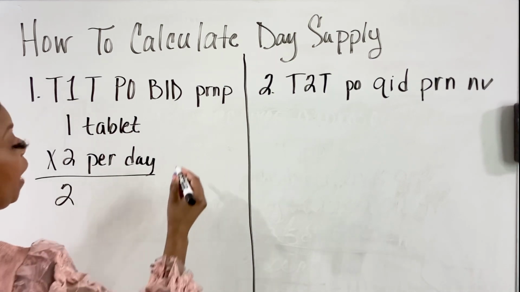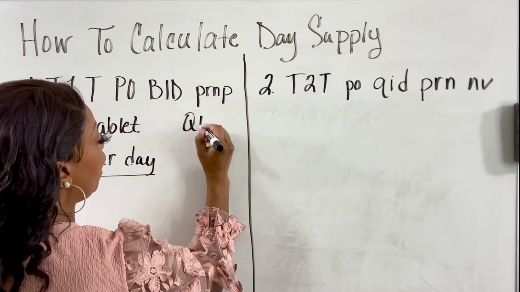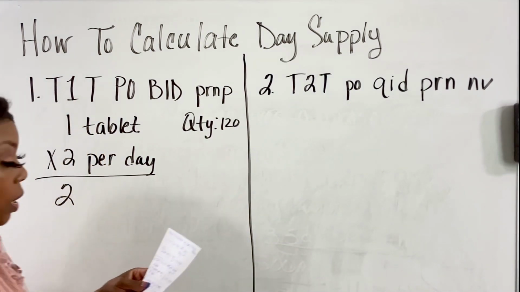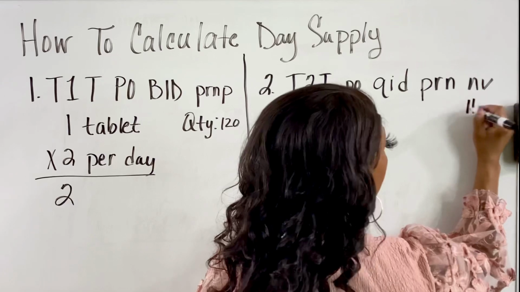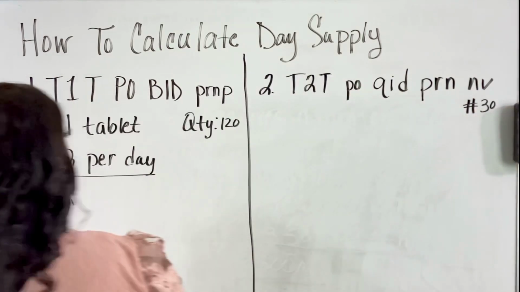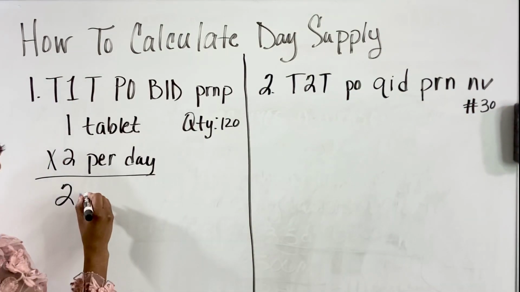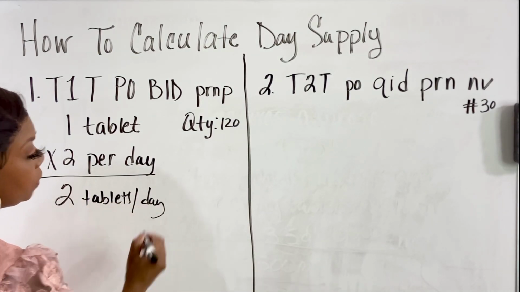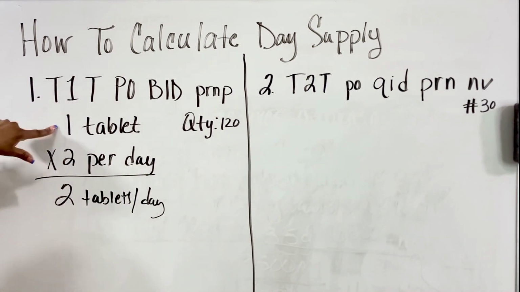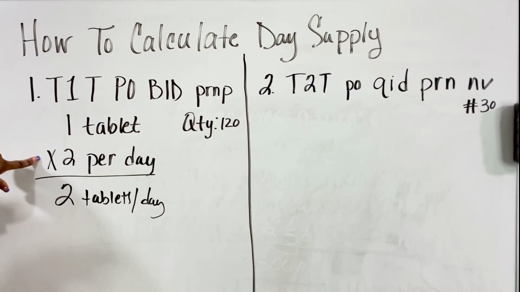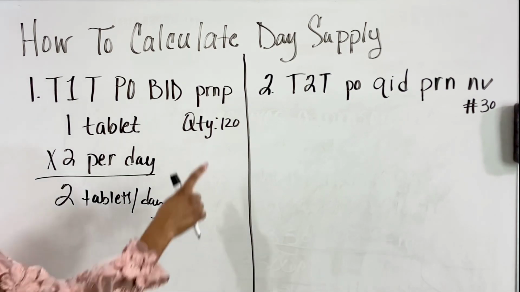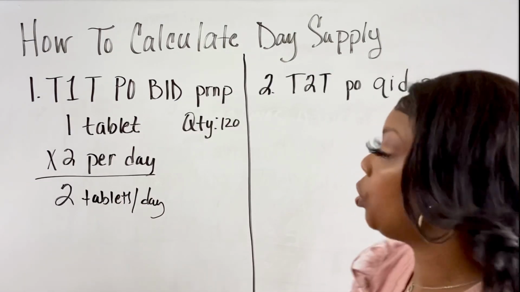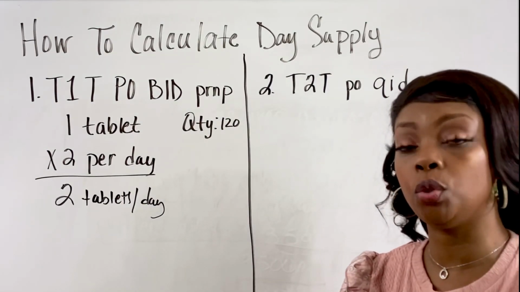And we'll say we have a quantity, since we are doing day supply, we have a quantity of 120. I left the most important part out when I was writing that down. Actually, let me go ahead and write it on this one. Okay, so now we know that we're taking 2 tablets per day. All right? 1 tablet by mouth twice per day. So that's 2 tablets a day. We have a total quantity of 120 tablets. We are trying to find out how long that is going to last.